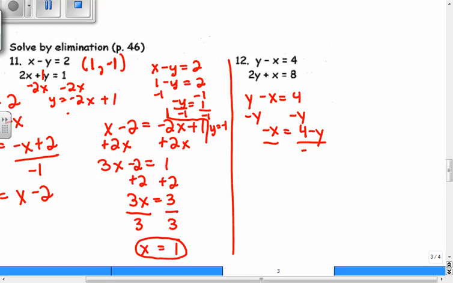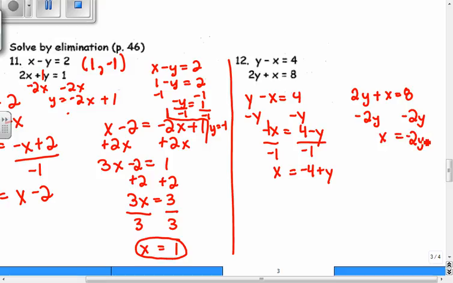Divide by negative 1, because negative x is really negative 1x. You've got to get x by itself. So x equals negative 4 plus y. Because remember, dividing by a negative, all it does is change the sign. Okay, then over here we have 2y plus x equals 8. Subtract 2y from each side. x equals negative 2y plus 8.